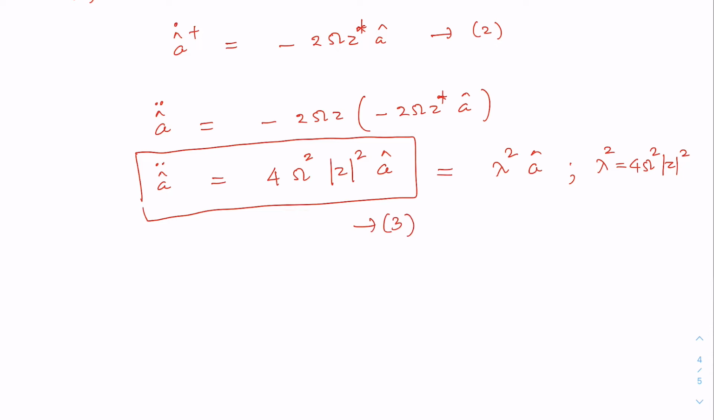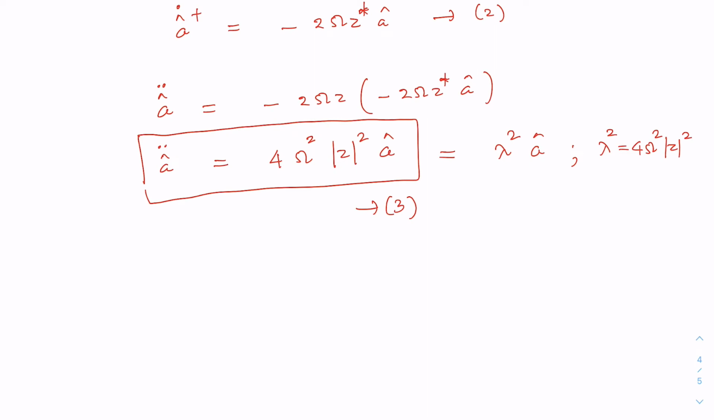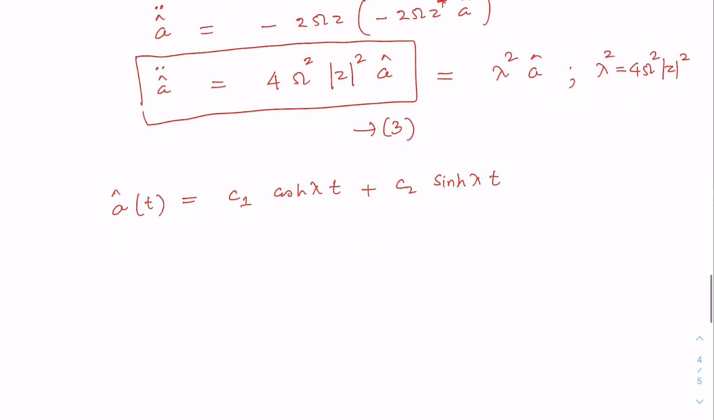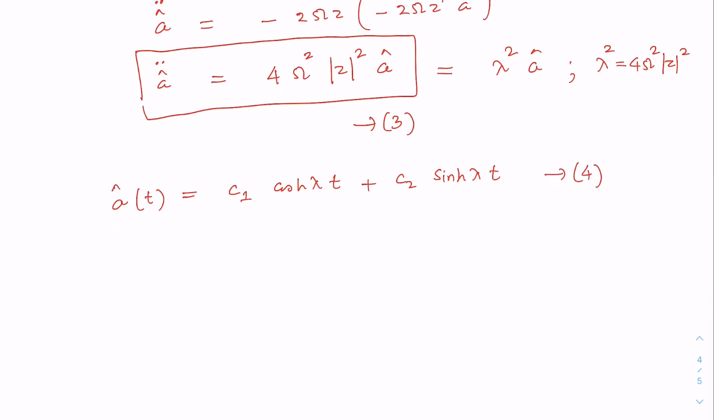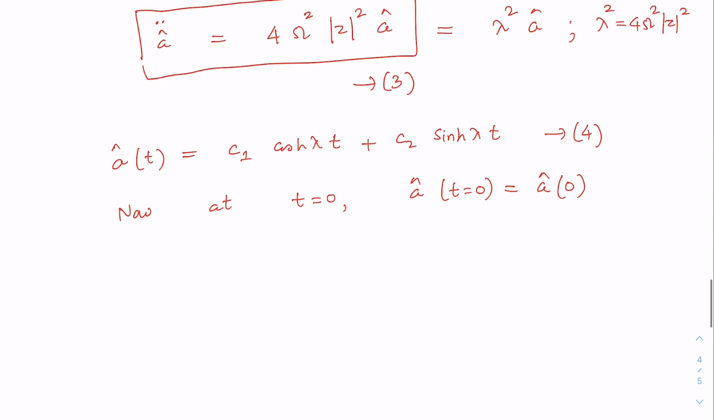This equation can be easily solved, and we know the general solution of this type: a of t is equal to some constant c1 cosh(λt) plus c2 sinh(λt). All right, and let us say this is my equation number 4. Now we know that at t equal to 0, a at t equal to 0 is simply a of 0. If I put these initial conditions in equation 4, immediately you see that c1 is a of 0.